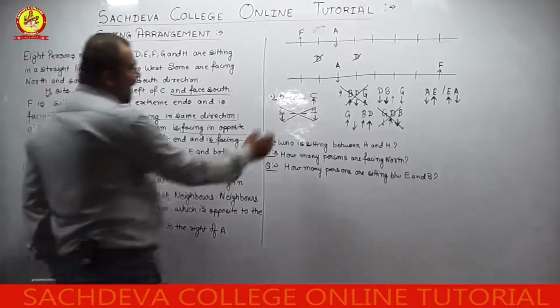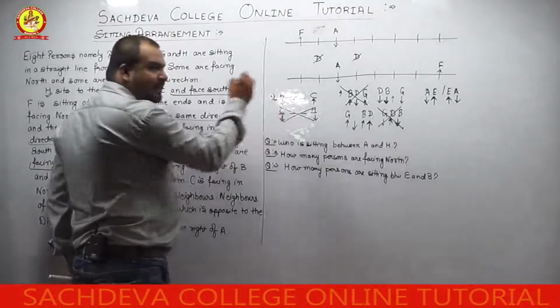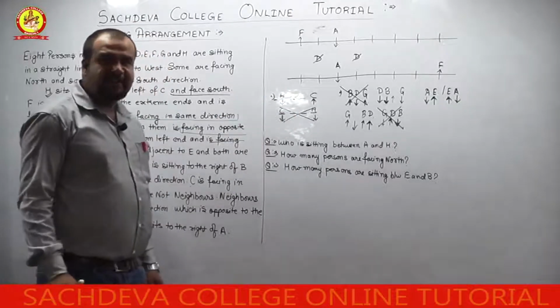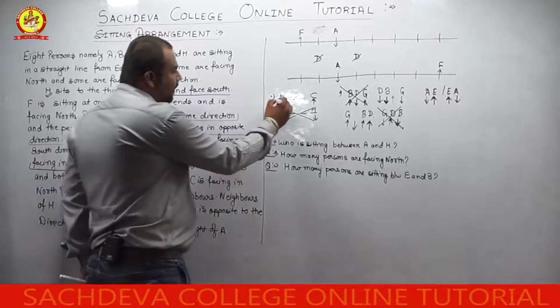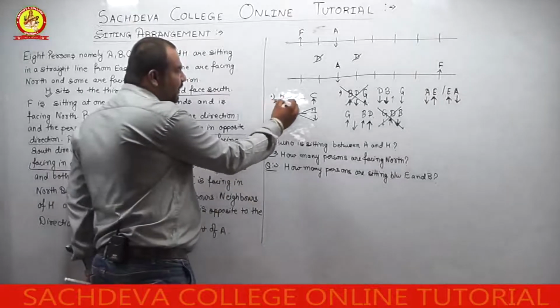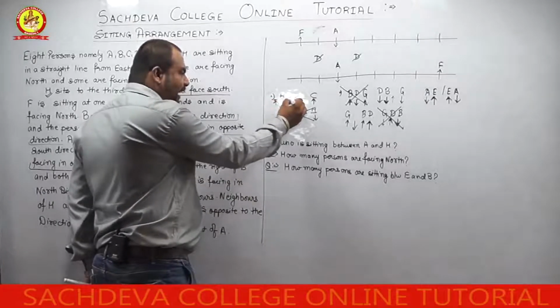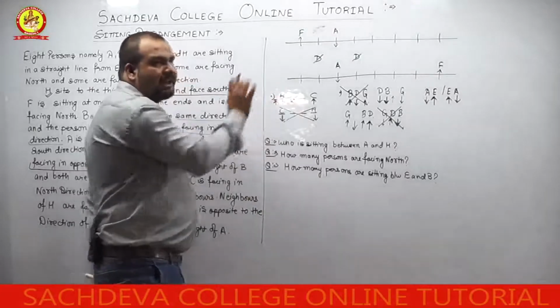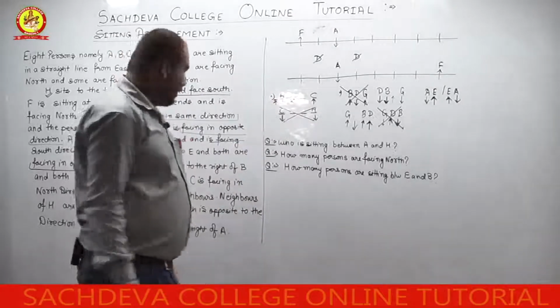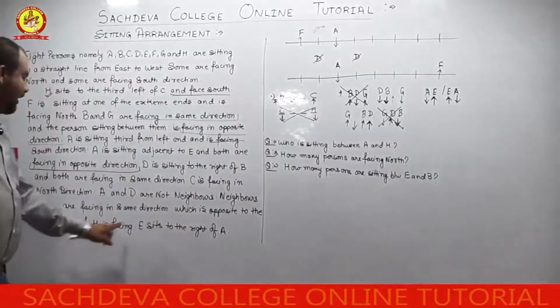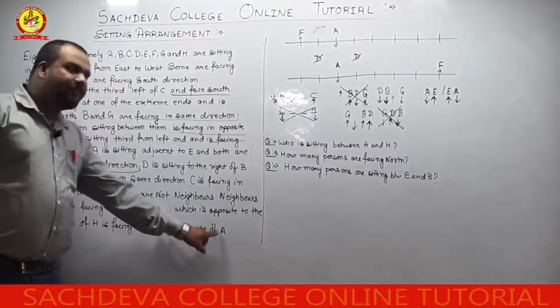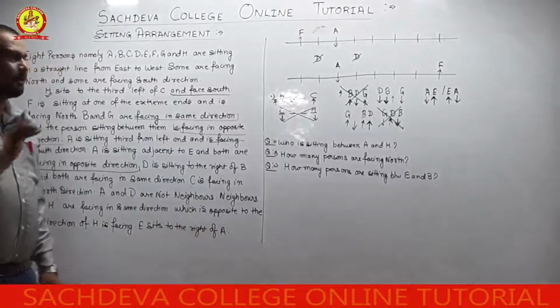Now we can see that H is facing south, and the immediate neighbors are facing in opposite direction of H, and they both are in same direction. Okay? Now, the last one: E sits to the right of A.